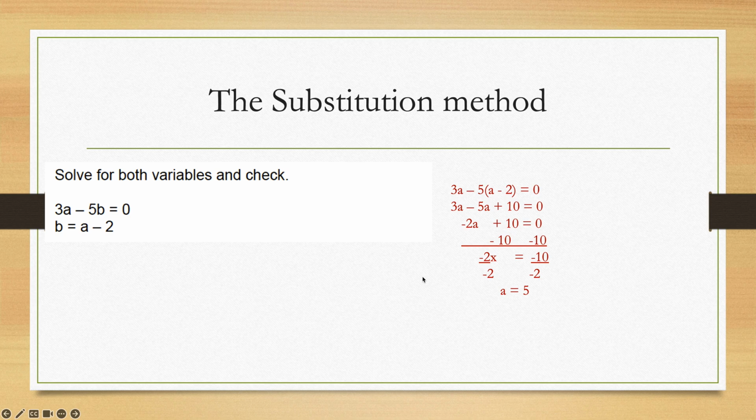Well, that's great and wonderful, except now I have to substitute a 5 in for a. So b is going to be 5 minus 2, b is 3. Okay? All right, so that's the substitution method. Now let's go to a word problem.